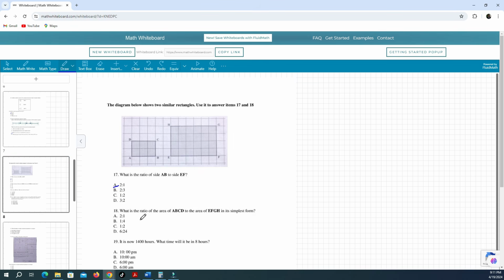What is the ratio of the area of ABCD to the area of EFGH in the simplest form? All right, so this is 2 to 3 for ABCD. So 2 times 3 is 6. If we're looking at area, area is length times width for a rectangle. So it's 2 times 3 is 6 square units, and this is 1, 2, 3, 4, and 1, 2, 3, 4, 5, 6.